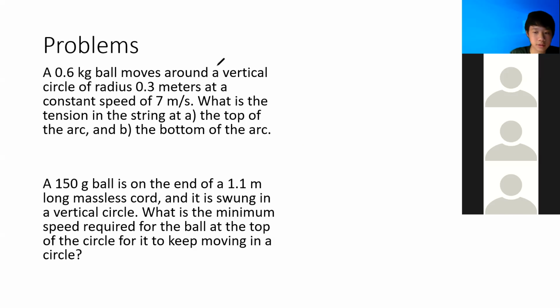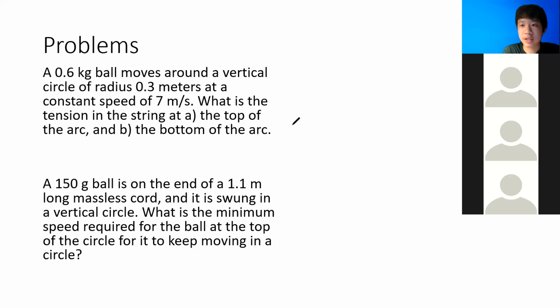All right, I'm going to go ahead and explain these now. So for the first one, a 0.6 kilogram ball moves around in a vertical circle of radius 0.3 meters at a constant speed of 7 meters a second. What's the tension in the string at the top and the bottom of the arc?